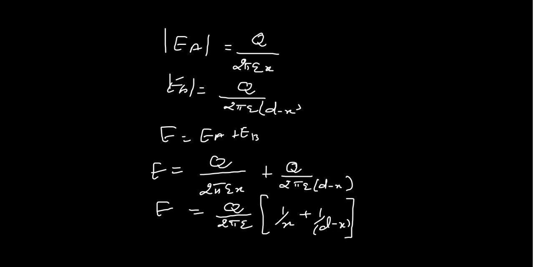If you want to find the electric field due to A, EA is equal to Q by 2 pi epsilon x, and EB is equal to Q by 2 pi epsilon into d minus x, this distance matters. Now E is equal to the sum of the electric field due to A and B, so EA plus EB. So E is equal to Q by 2 pi epsilon x plus Q by 2 pi epsilon into d minus x, as we have written here. Just add, take the common term outside, and multiply by the inside terms as 1 by x plus 1 by d minus x.